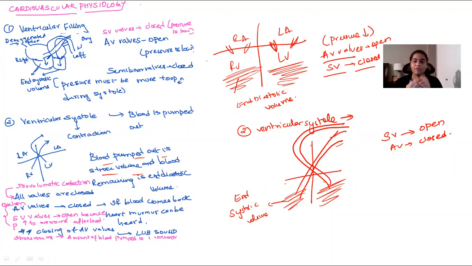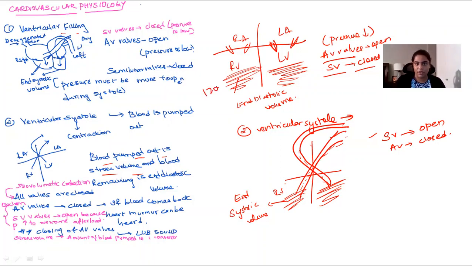Okay, next we have ventricular systole. When heart contracts, the pressure is more, so semilunar valves open up. So the blood flows from left ventricle to aorta and blood flows from right ventricle to pulmonary trunk. Okay, now semilunar valves are open. Now, so here I'm saying the blood is flowing. Now, just in one contraction, all the blood won't flow.